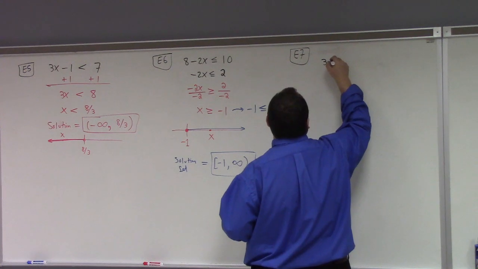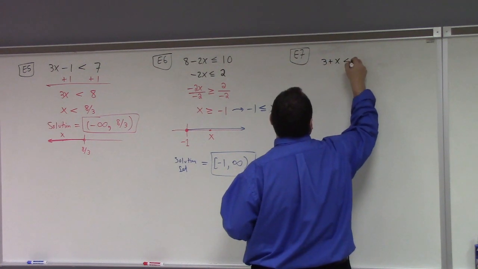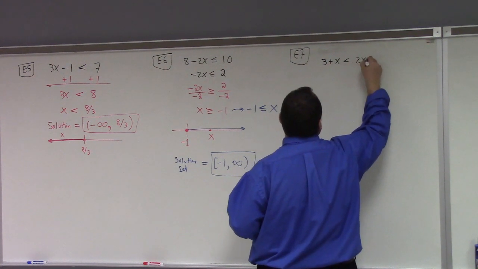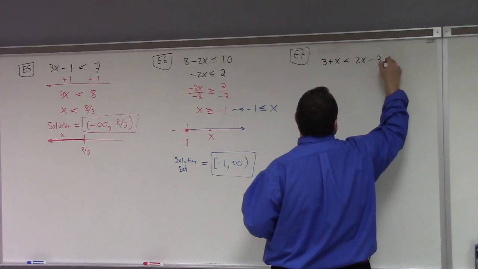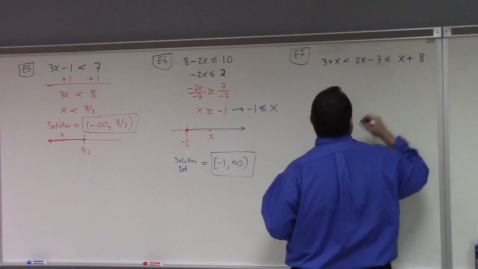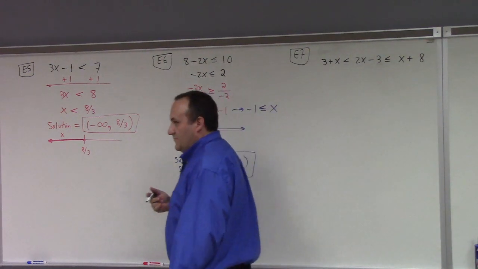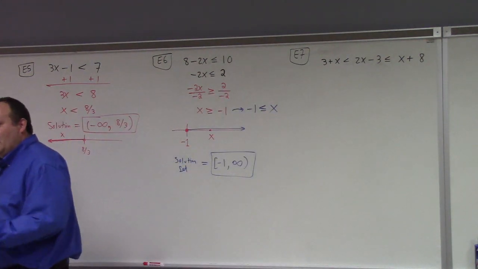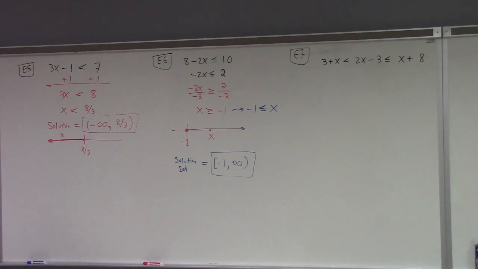So how about I have 3 plus x less than 2x minus 3 less than or equal to x plus 8. All right, so hopefully I've written a reasonable set of inequalities. Every so often, you can just write down a set of inequalities which are logically impossible. It's not that hard to do, right?